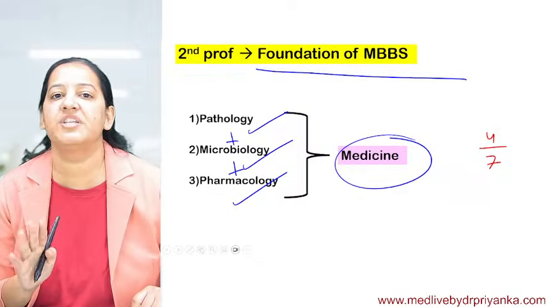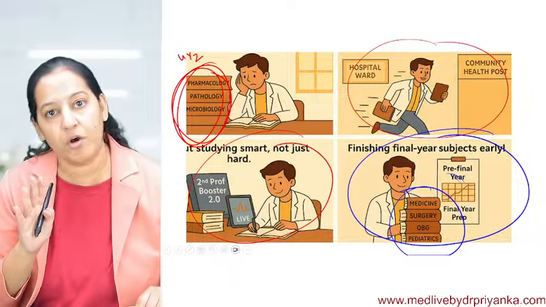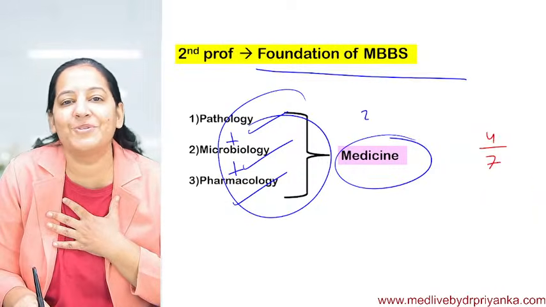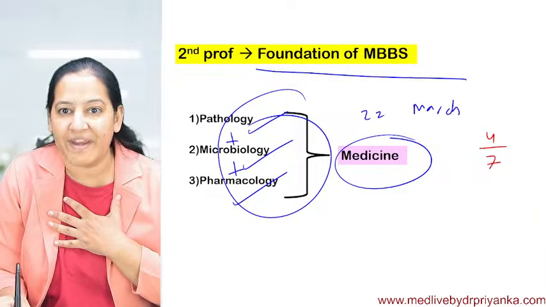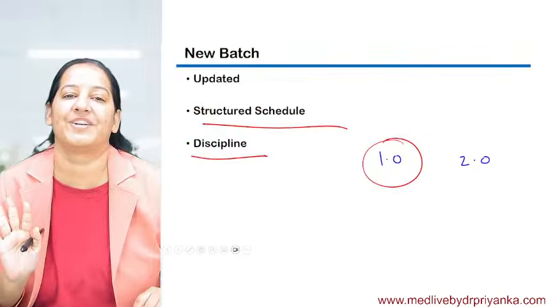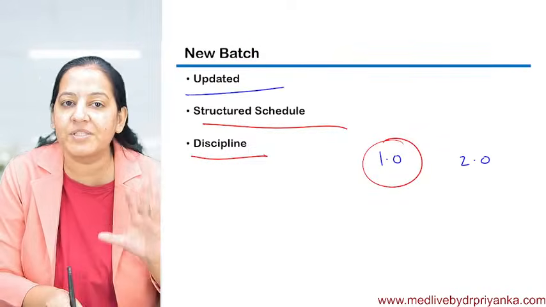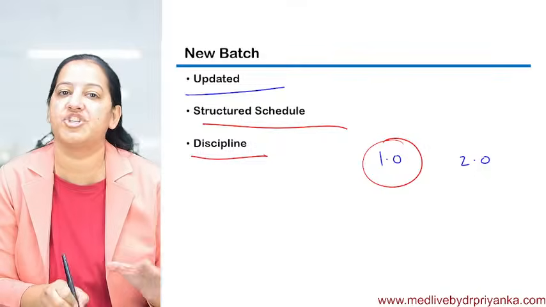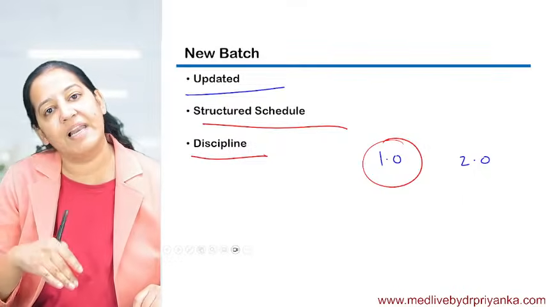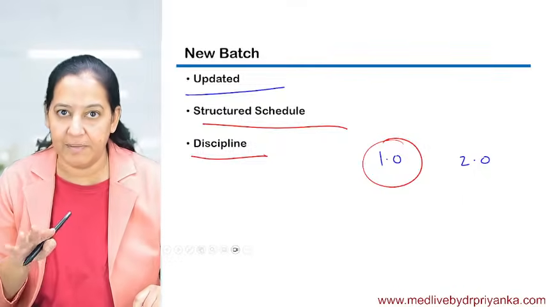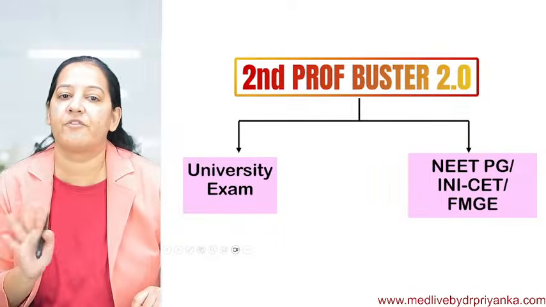I will give you sufficient time to start these subjects early, because these three subjects I am going to cover by 22 March. And if you are joining the batch, you are also going to cover them by 22 March. Got my point? That is the difference. And here in 2.0, the sessions are most updated. The notes are most updated. The question bank is updated. It is according to the latest standard textbooks, which are available now. And there are many updates from the last batch.